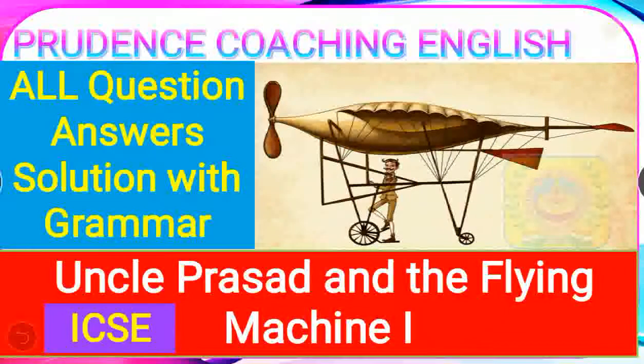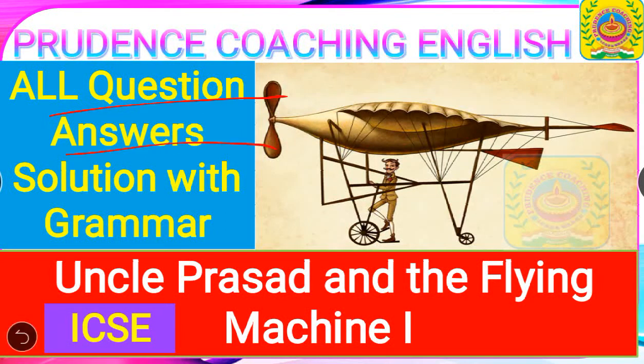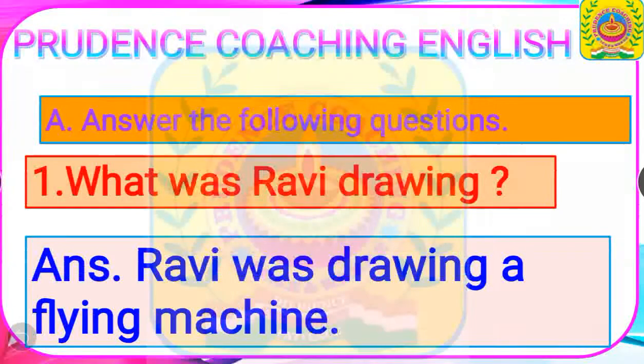Today we are going to discuss all the question answers with grammar solution from the chapter Uncle Prasad and the Flying Machine. This is one of the most important chapters in ICSE. Let's discuss, students, all the question answers. The first question is Section A. Answer the following questions.